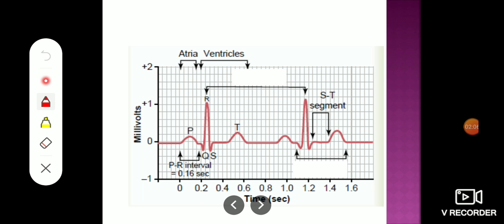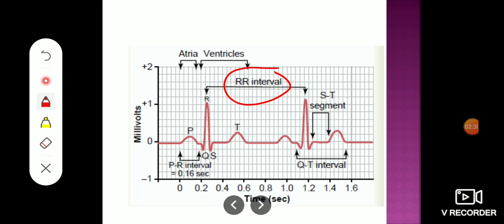This is called the PR interval, which is from the beginning of the P wave to the beginning of the QRS complex. It is normally 0.16 seconds. This is the QT interval, which indicates ventricular activity, depolarization followed by repolarization. And these two R-R intervals are used to find the heart rate.